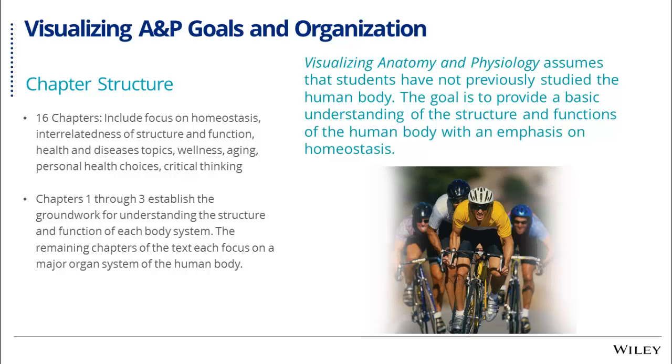Visualizing Anatomy and Physiology is organized into 16 chapters. As each chapter unfolds, the core concepts needed to fully comprehend the subject matter, homeostasis and the relevance of the results of disruptions to homeostasis, the interrelatedness of structure and function, and the development of critical thinking skills are highlighted and emphasized. Chapters 1 through 3 establish the groundwork for understanding the structure and function of each body system. The remaining chapters of the text each focus on a major organ system of the human body.